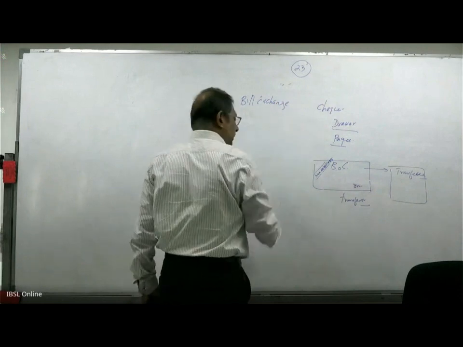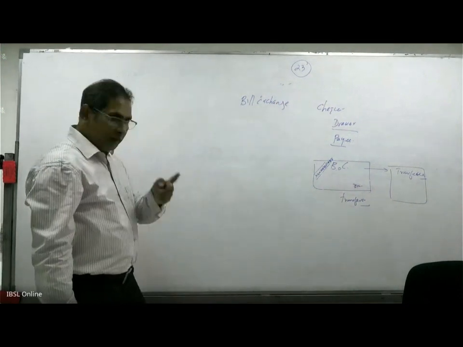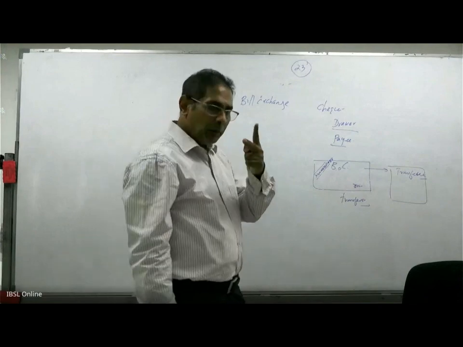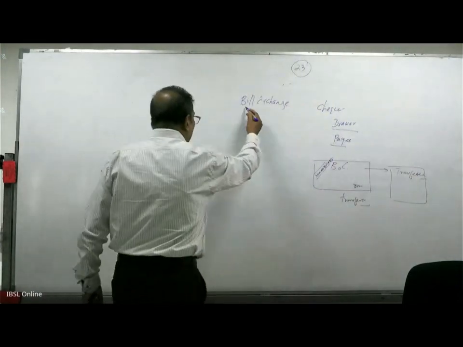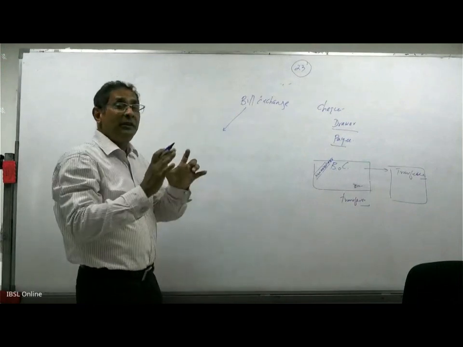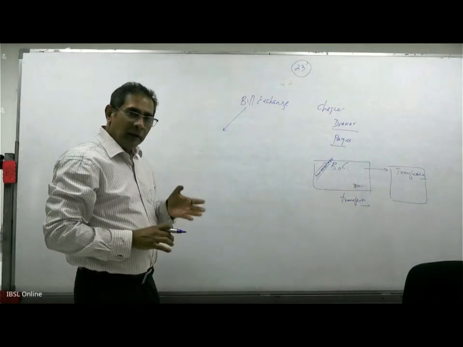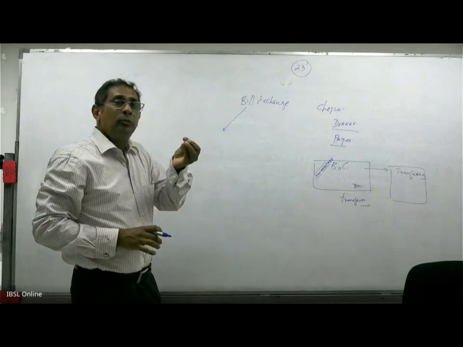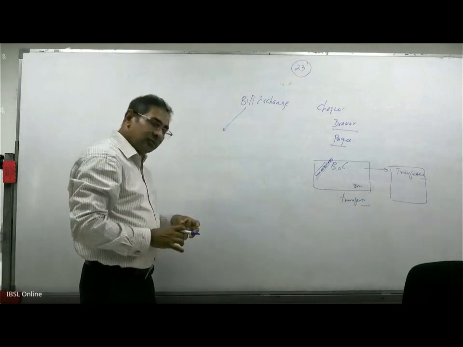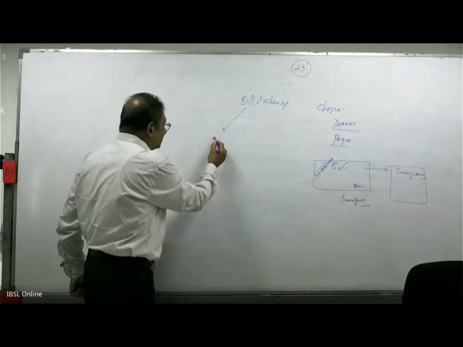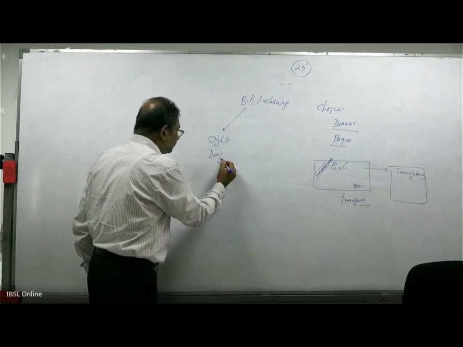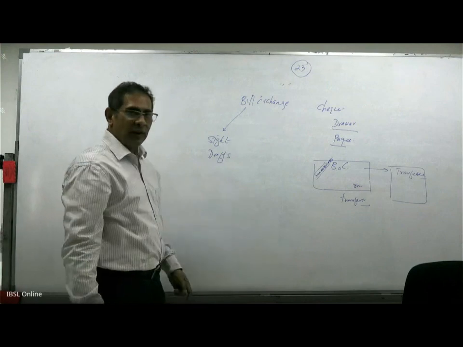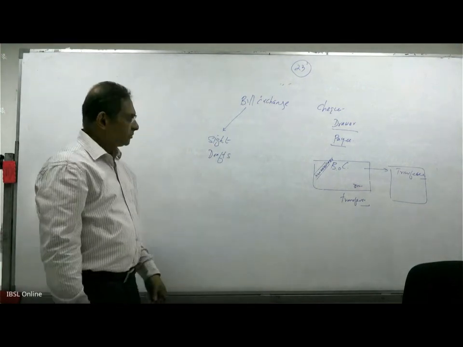So we'll sum up a little bit. A bill of exchange could be drawn in two ways. One way is to denote that it is payable on demand. Such instruments are called sight drafts. Sight drafts.